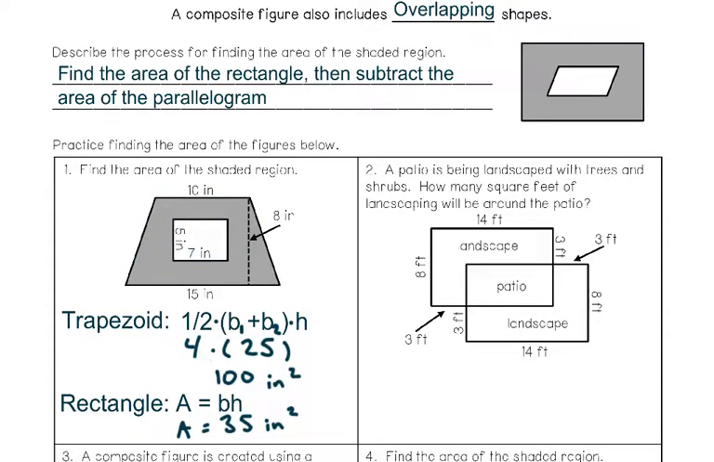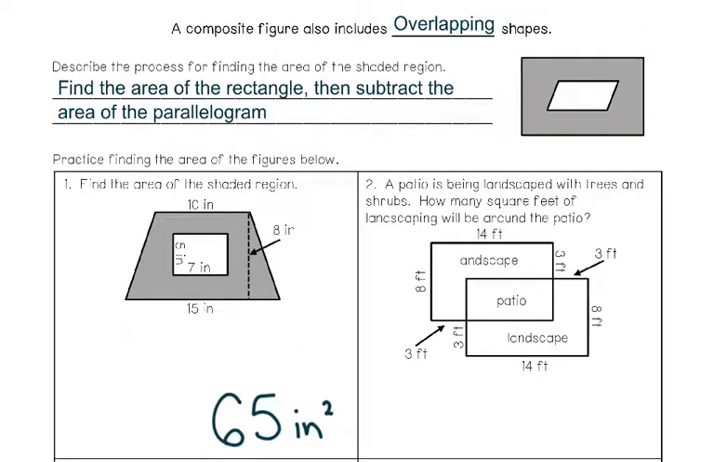So I need to take out this hole. That area of the hole is 35 inches squared. So 100 minus 35 will give us our area of just the shaded region. 100 minus 35 is 65, and it's inches squared because it's the area of the shaded region. Let's look at number 2. See if you can do it by yourself, and then you can fast forward or press play whenever you're ready to check.